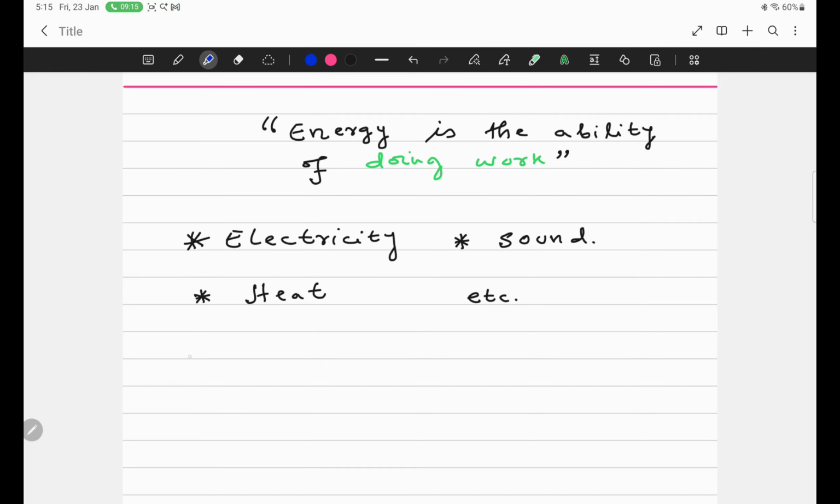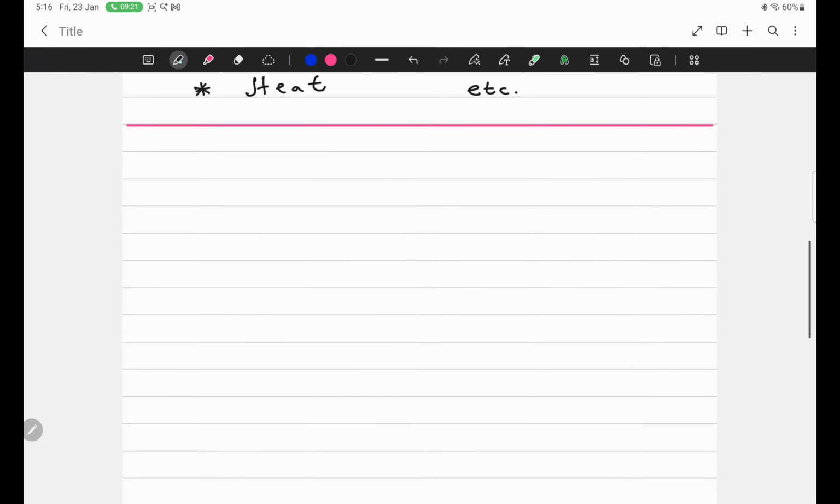But the energy which you will find most in your exam is kinetic energy. So what is kinetic energy? Kinetic energy is the energy which is produced due to the motion of an object.